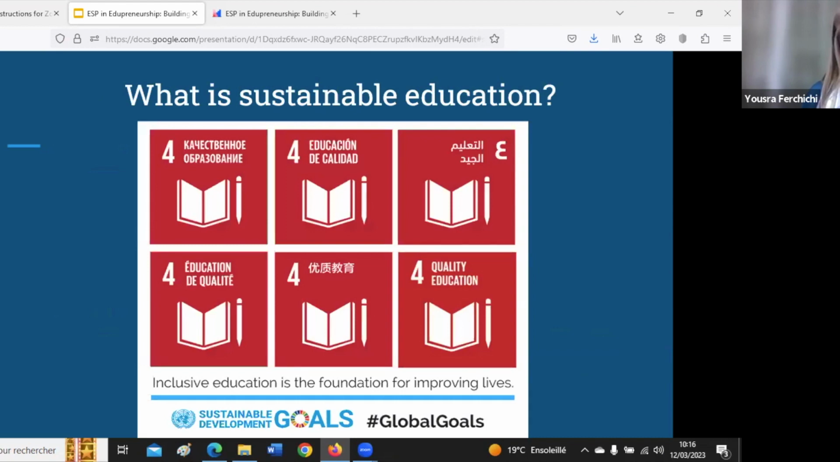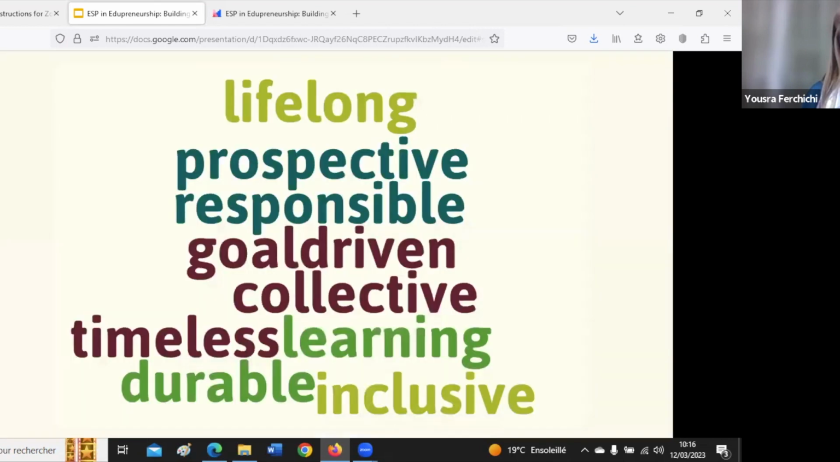And we speak about sustainable education regardless of the language. So there is no central focus to education. It's decentralizing education towards broader scopes. And this is an example of a word cloud for what is sustainable education. It's lifelong, prospective, it should be responsible, goal-driven, collective, timeless, durable, and inclusive.